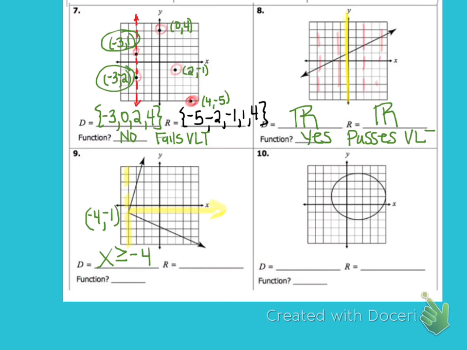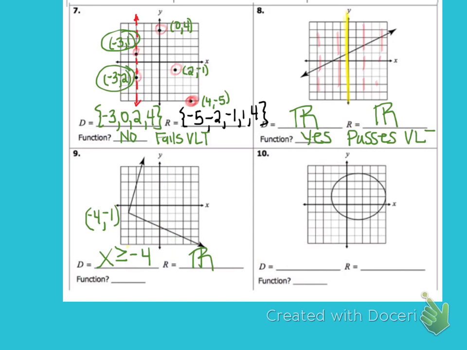Now what about the range? Now the range, as you look high to low, again, the graphs have arrows indicating they continue going up higher and higher and down lower and lower. And so with this one, we could say this is all real numbers.